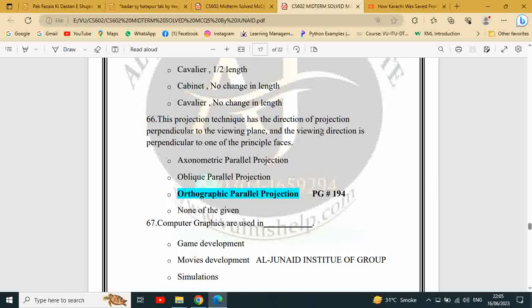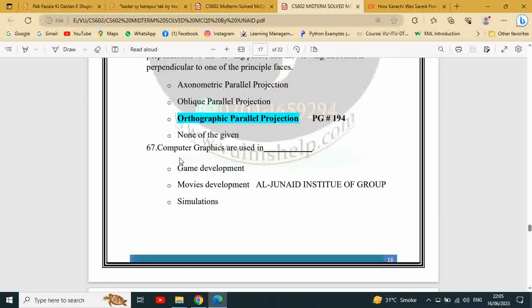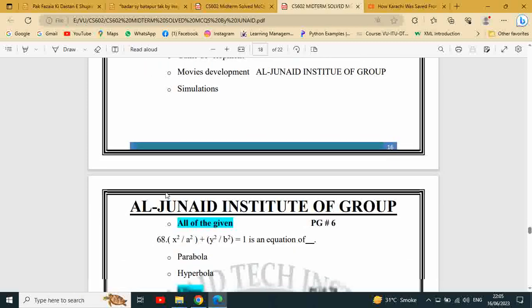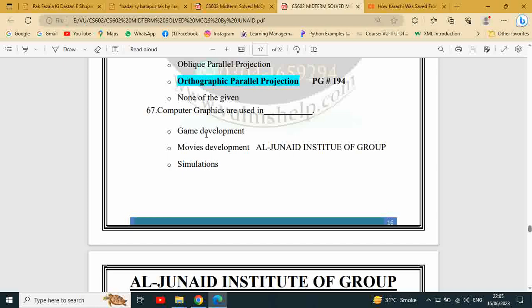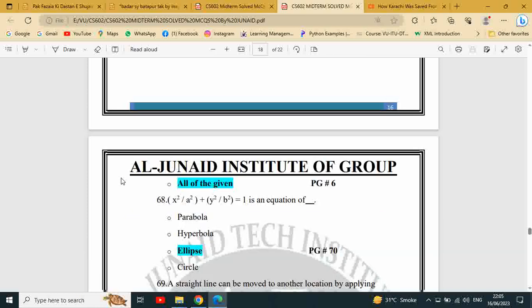This projection technique has the direction of projection perpendicular to the viewing plane, and the viewing direction is perpendicular to one of the principal faces: orthographic parallel projection. Computer graphics are used in all of the given options: game development, simulation, movie development.